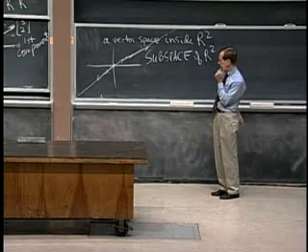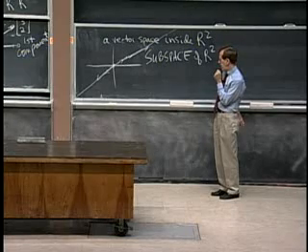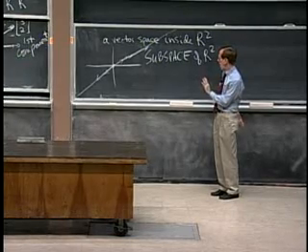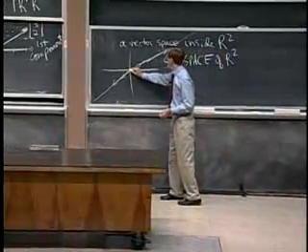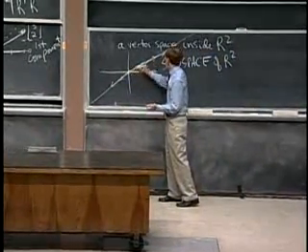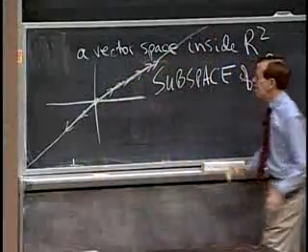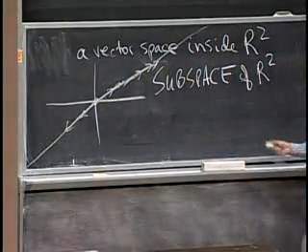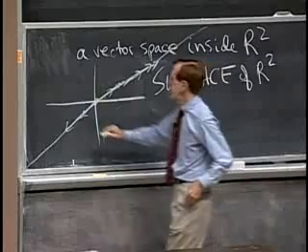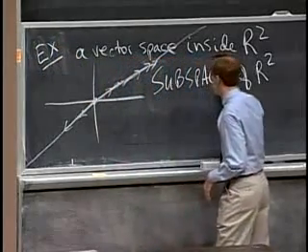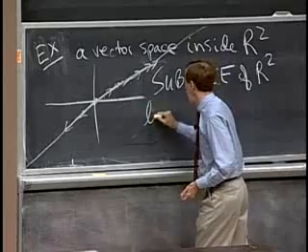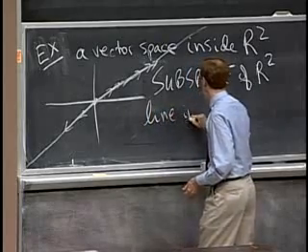Now I still have to check addition. But that comes out okay. This line is going to work, because I could add something on the line to something else on the line, and I'm still on the line. So this is all examples. Example of a subspace. Our example is a line in R2.